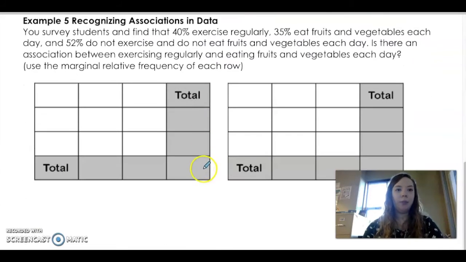All right, example 5. You survey students and find that 40% exercise regularly, 35% eat fruits and vegetables each day, and 52% do not exercise and do not eat fruits and vegetables each day. Is there an association between exercising regularly and eating fruits and vegetables each day? Use the marginal frequency of each row. So we'll make this one our normal, our joint relative frequency.